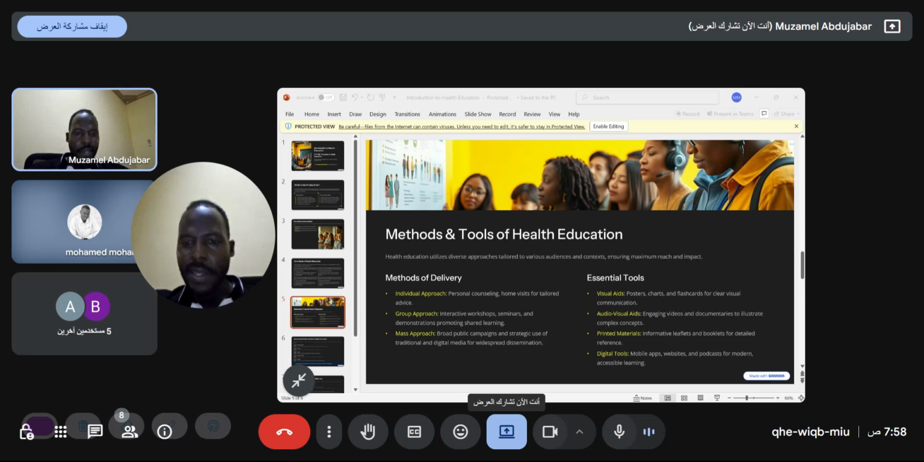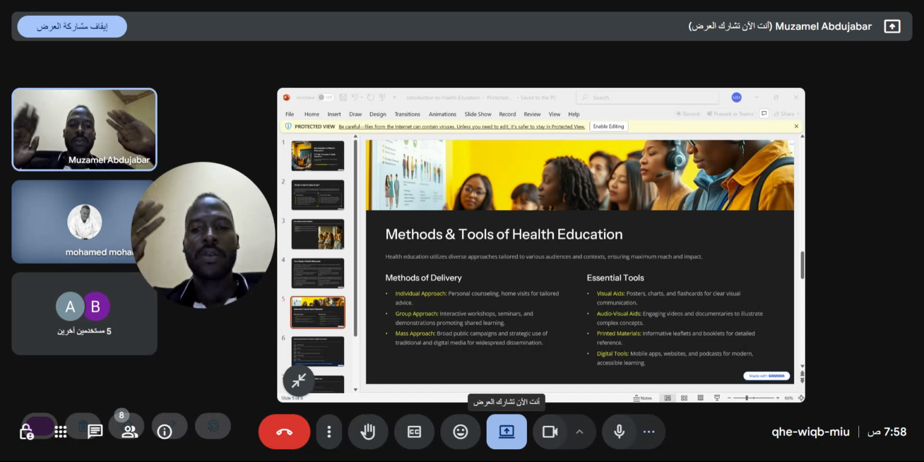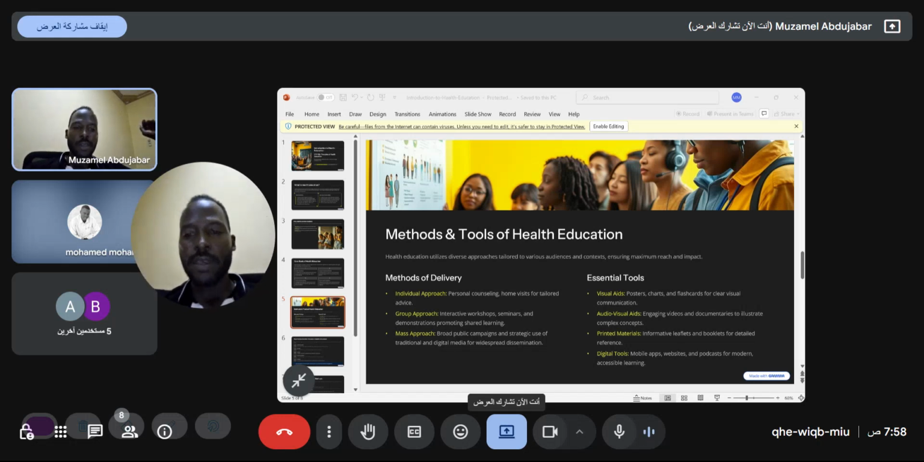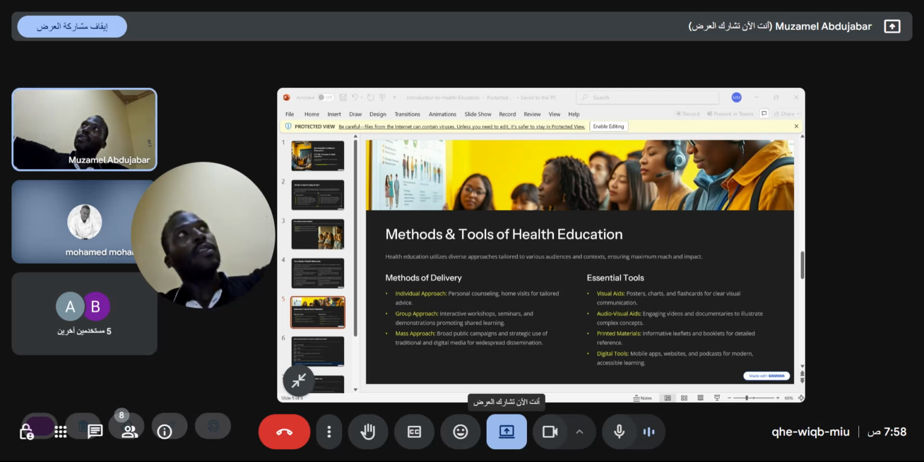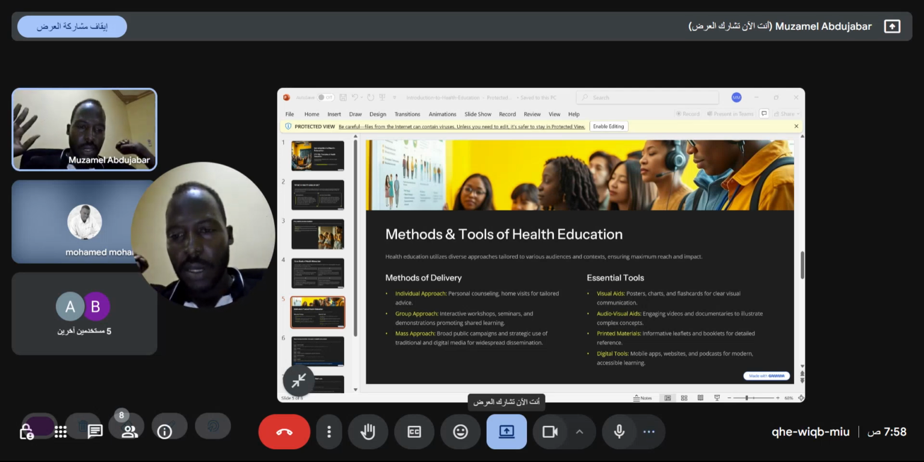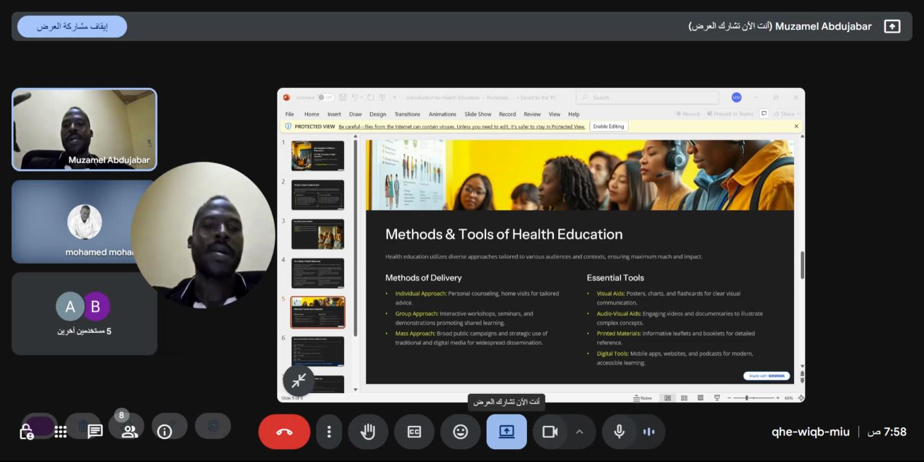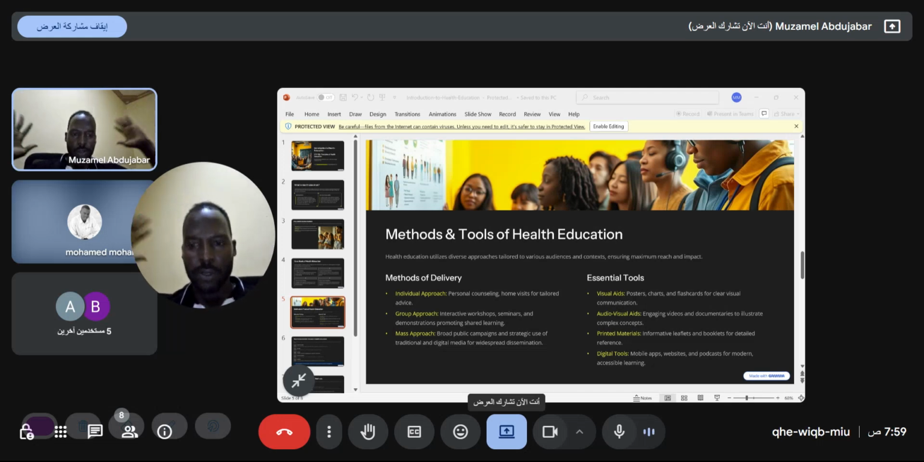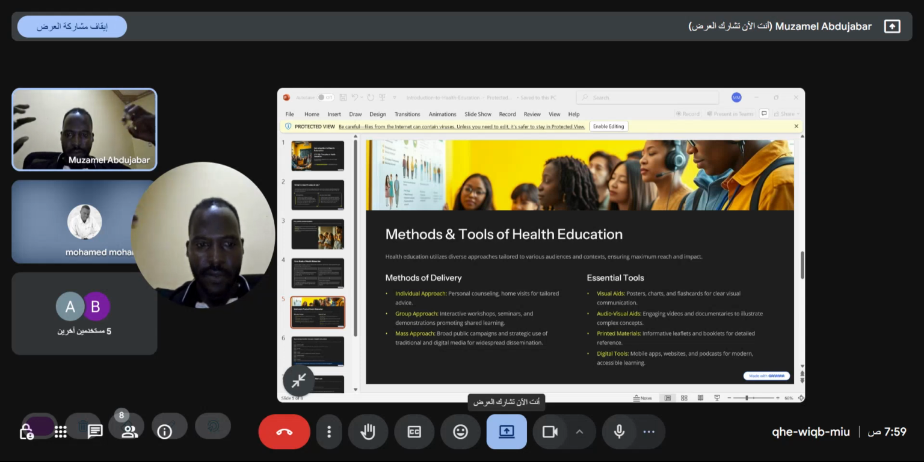Last, let us see the essential tools. The tools help us send the message or do health education. One of them is the visual aid, like a poster. You can put your awareness message on a poster. Poster, chart, flip chart, and clear visual communication. This is the visual aid you can see with your eyes. All of this is called visual aid. Visual aids can help you send the message and make people aware.